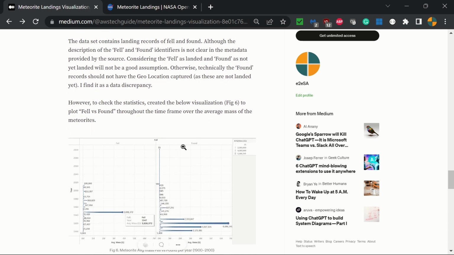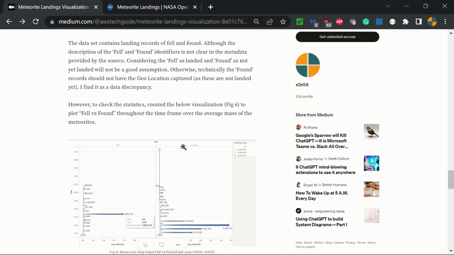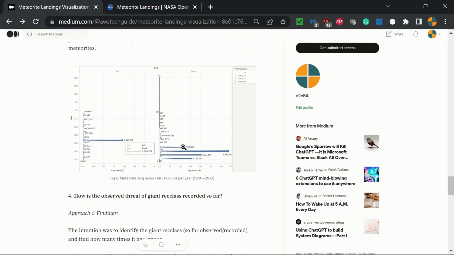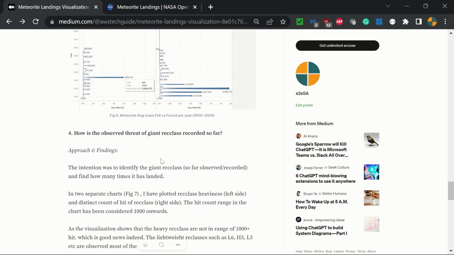Next comes the most interesting part, which is a little confusing too. The dataset had fell and found attributes of landing records. There is no metadata available for the attribute descriptions, so I don't want to assume that fell means landed and found means seen but not landed. But I have plotted the statistics of fell versus found year wise over here.